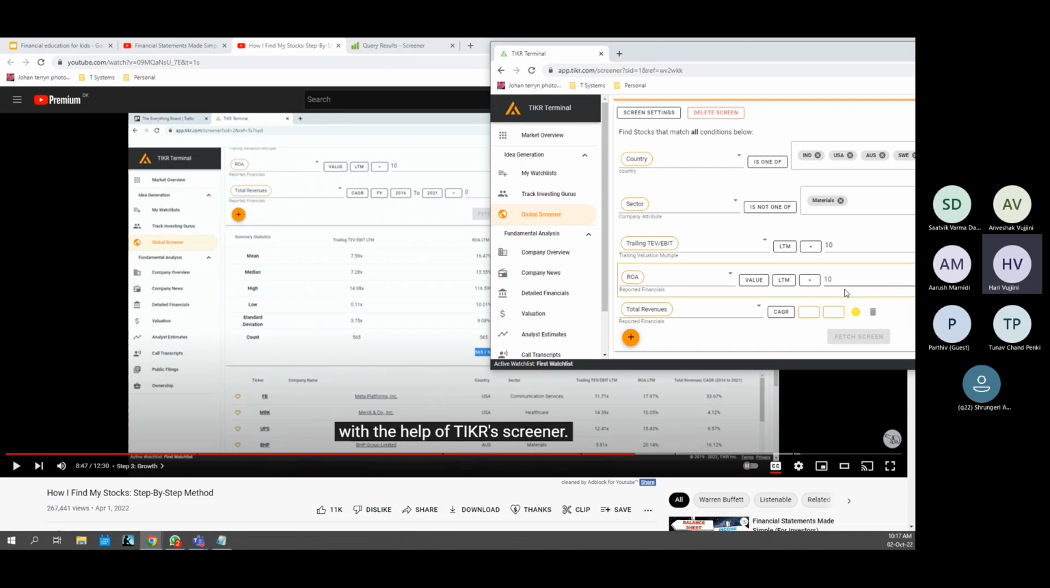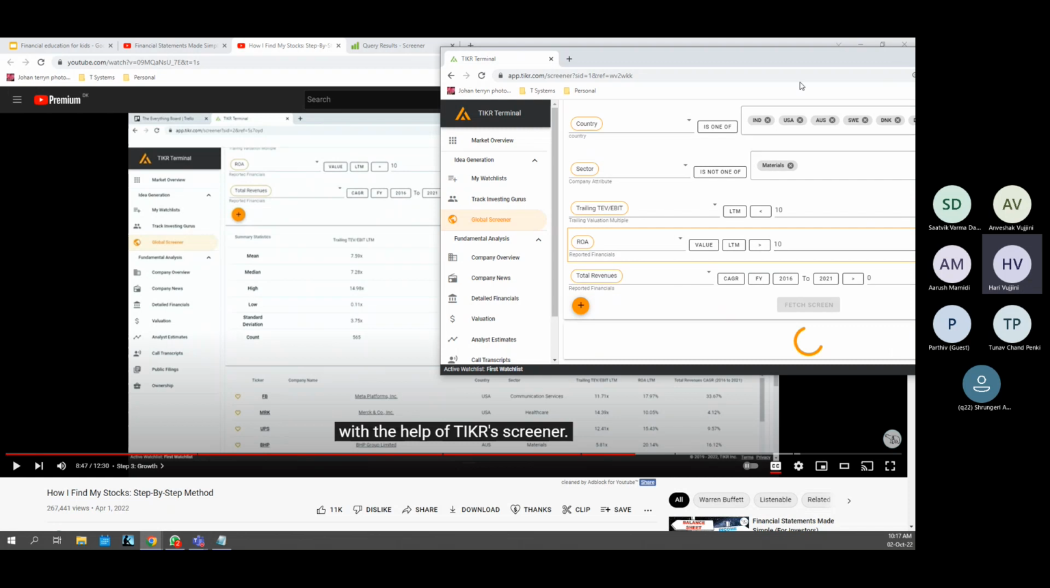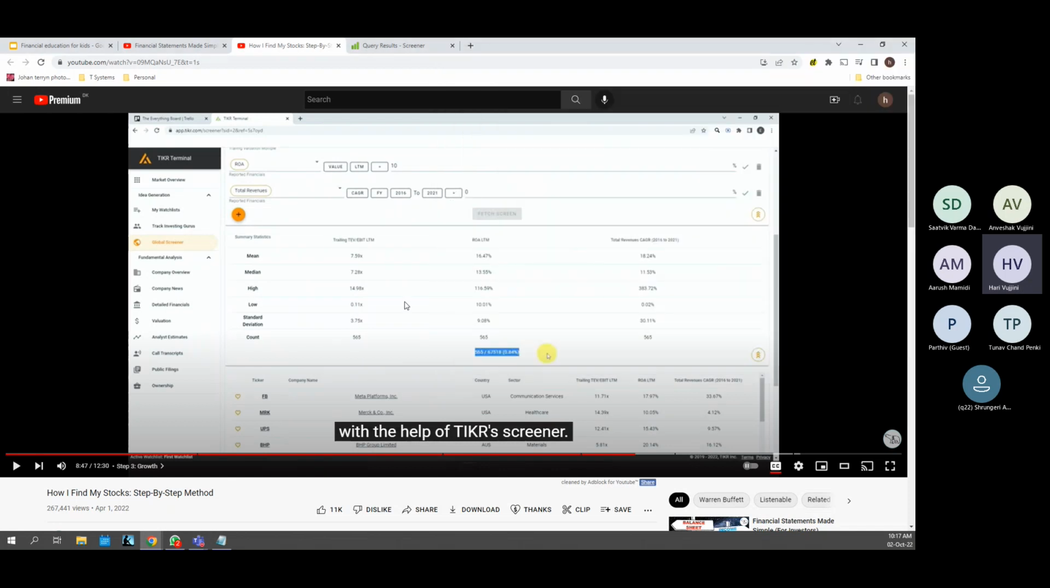I can probably explain that to you. So then, from 2016 to 21, I want all the companies growing revenues above zero. So that's the filter here. So we now got 323 companies, 0.48% of 67,000 companies in the screener.